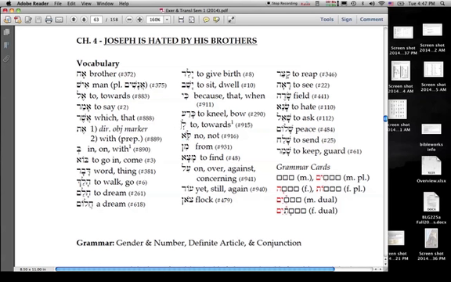So if I were to say lo yashav, that's a whole sentence actually, right? So lo yashav would be he did not sit or he did not dwell. Lo yalad, he did not give birth, which of course he wouldn't. Min, preposition again, a relationship word. From, right? So if I said min ha'ach, it would be from the brother.